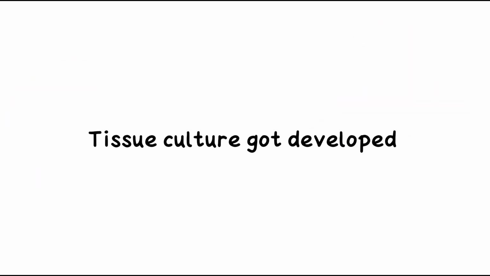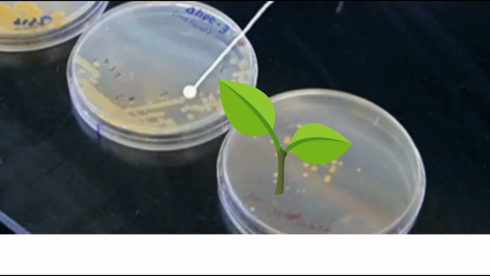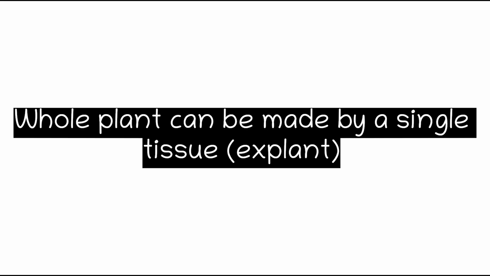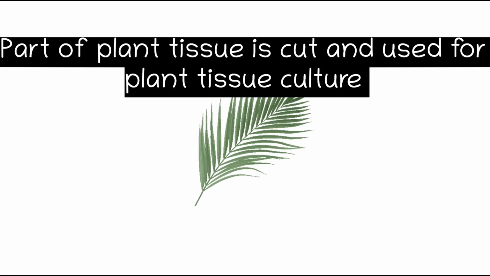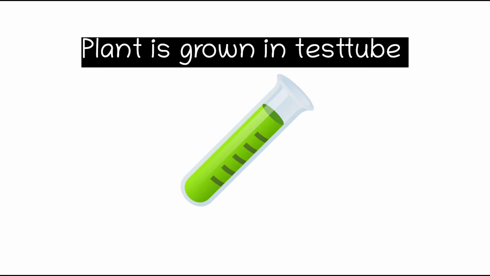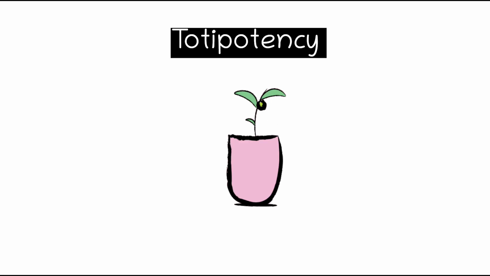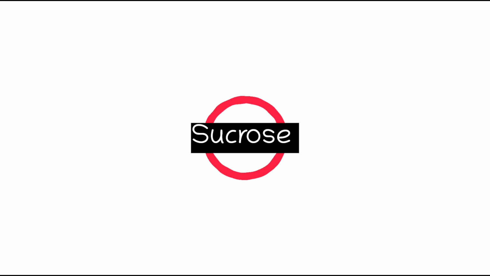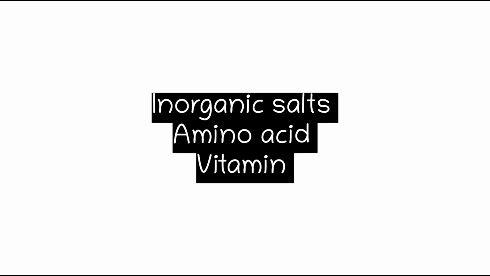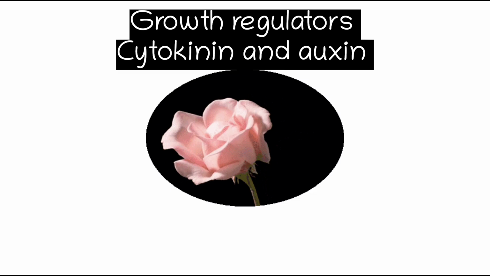Another technology called tissue culture was developed. So what does tissue culture mean? It was learned by scientists during the 1950s that a whole plant could be regenerated from an explant, that is any part of the plant taken out and grown in a test tube under sterile conditions in a specialized nutrient medium. This capacity to generate a whole plant from any cell or explant is called totipotency. It is important to stress here that the nutrient medium must provide a carbon source such as sucrose and also inorganic salts, vitamins, amino acids and growth regulators like auxin and cytokinin.